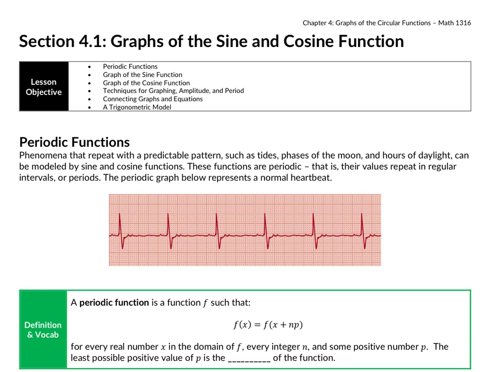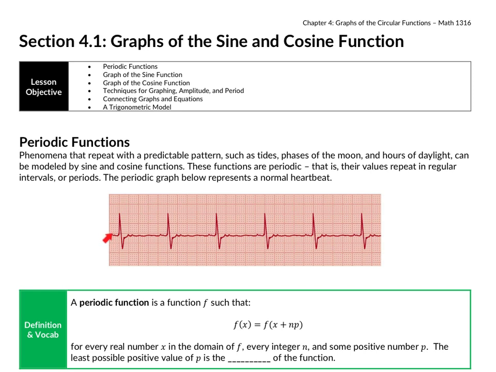So periodic functions are what we're dealing with now. They're called sinusoidal functions or periodic functions. That just means that the periods repeat with a predictable pattern. That's what periodic functions mean. In real life, tides, phases of the moon, hours of daylight, all of these things can be modeled by sine and cosine functions. The functions are periodic. Again, they repeat in regular intervals or periods.